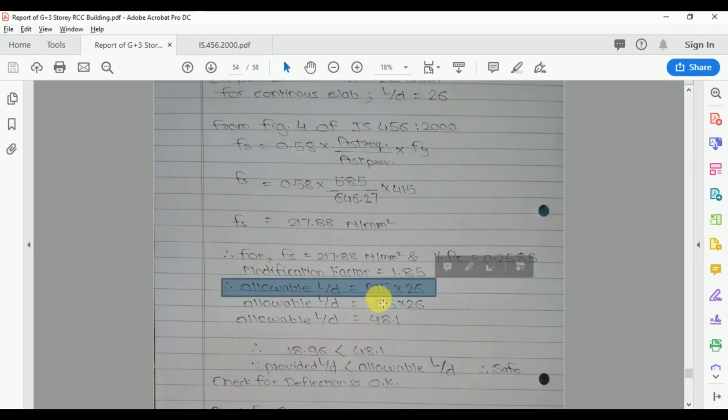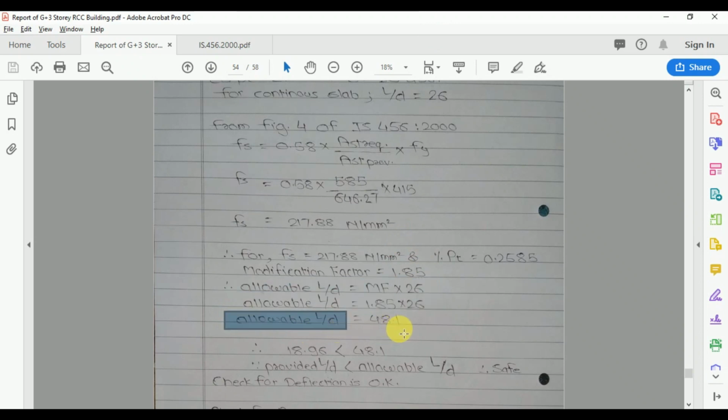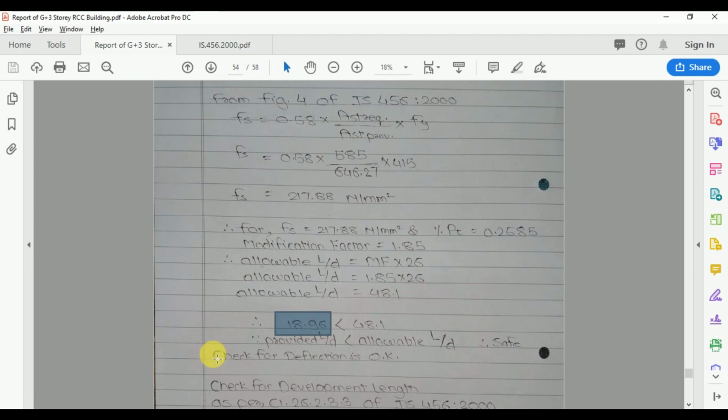So allowable L by D is equal to modification factor into the L by D ratio. So here L by D ratio is 26 into the modification factor 1.85. So here we got the allowable L by D value as 48.1, which is more than the actual L by D ratio. Hence our slab is okay from the deflection point of view. Hence the check for deflection is okay.